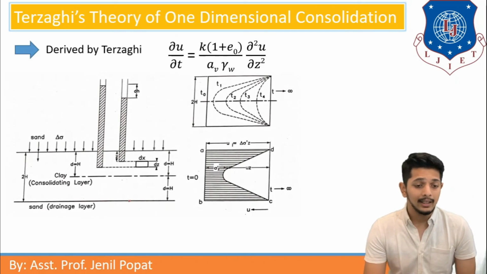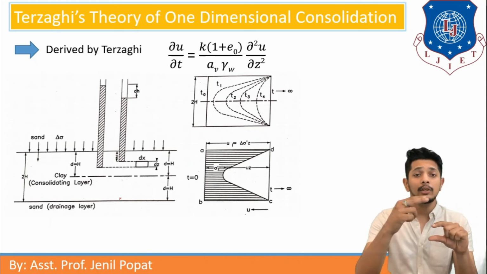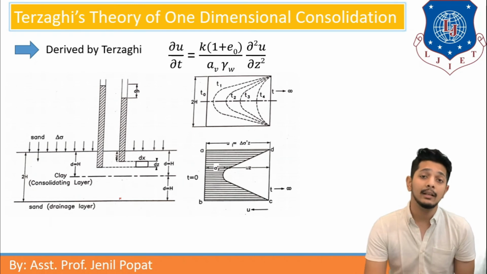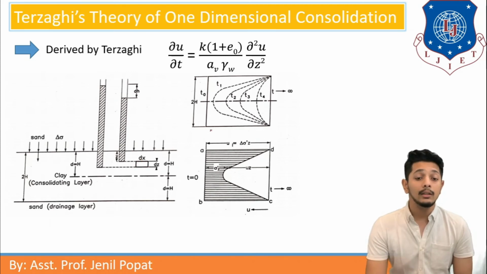Here in this diagram, you can see that the clay layer is in between two sand layers. The clay layer is the consolidating layer here. Now we have assumed some element of size dx by dz here. In the other two diagrams, you can see isochrones of time as well as degree of consolidation.